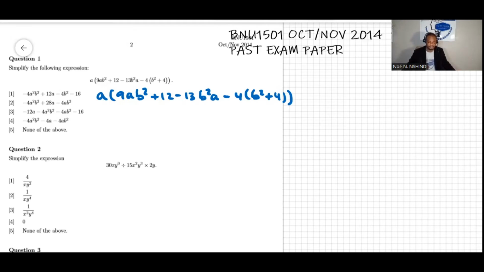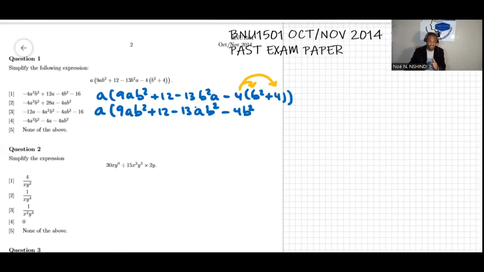Over here we can do 4 times b squared and then 4 times 4, and that will be a(9ab squared plus 12) minus 13b squared a. I can rearrange it. I prefer to write ab squared just for the sake of writing variables in alphabetical order. So this is going to be negative 4b squared.